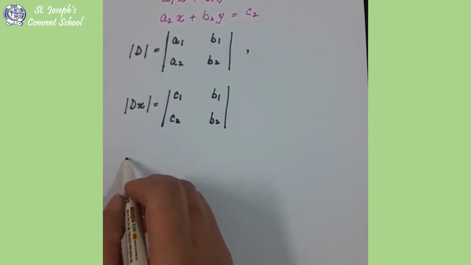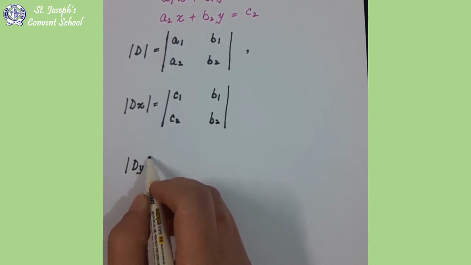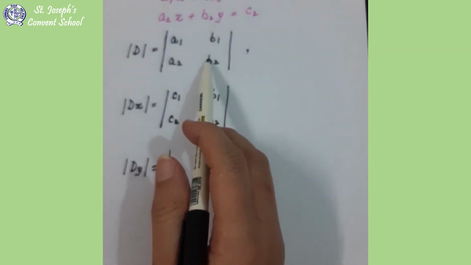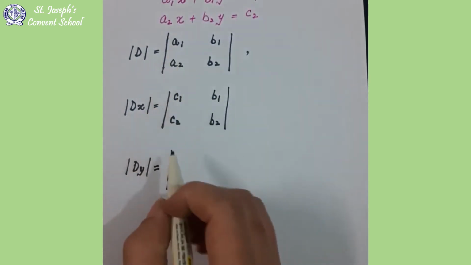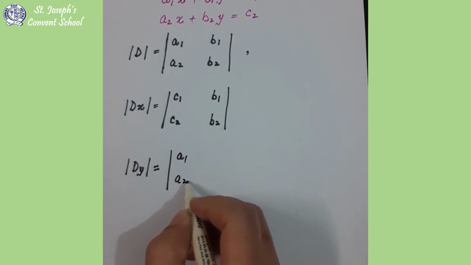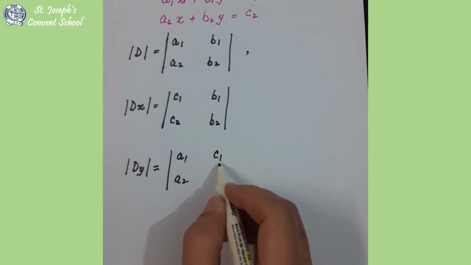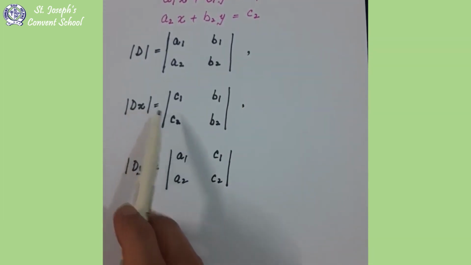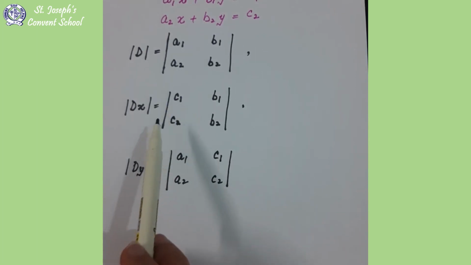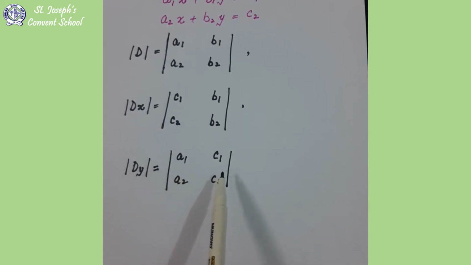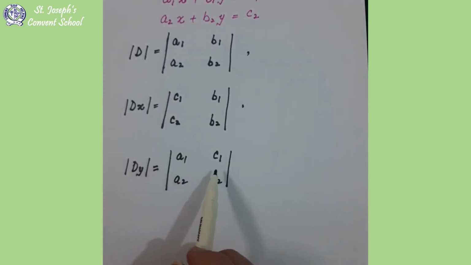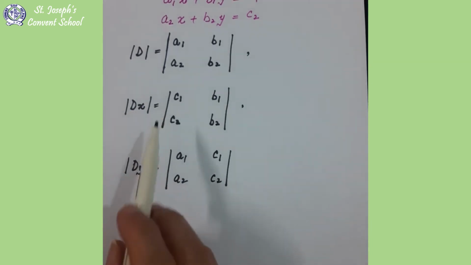After finding Dx, then you have to find Dy. With the help of this you can find the value of y. Now in case of Dy, you will replace the coefficient of y. Write the coefficient of x as it is, a1, a2, and replace the coefficient of y with the constants c1 and c2. Okay, easy. In Dx, replace the coefficient of x by the constants c1, c2, and in Dy replace the coefficient of y with the constants c1, c2. Now you are replacing x only here, so write the coefficient of y as it is. You are replacing y here, so you will write x as it is. Okay, in Dx replace x, in Dy replace y.